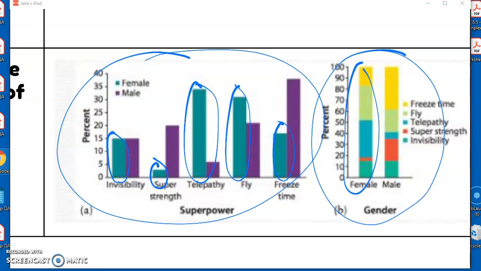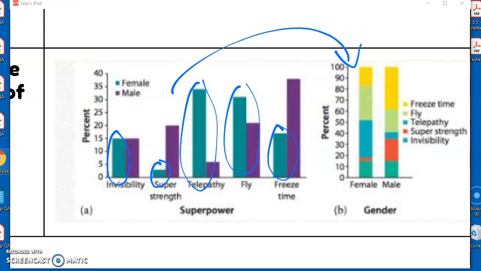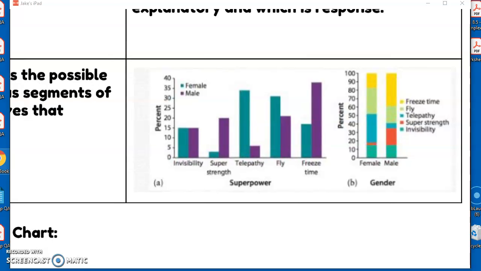Let me be more specific. If we took all of these bluish bars and stacked them on top of each other, that's what's called a segmented bar chart. Notice how invisibility is 15% on that segmented bar chart. We're just taking a side-by-side bar chart and stacking the bars on top of each other. That's how we get a segmented bar chart.